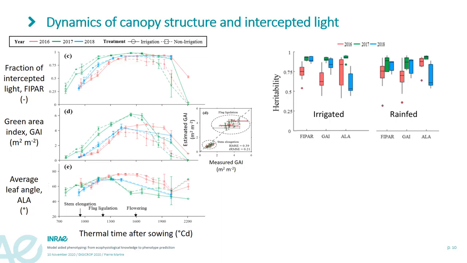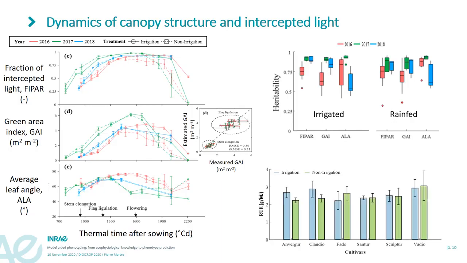From the fraction of intercepted light and biomass estimation from destructive sampling, we can then calculate the radiation use efficiency of the canopy for different cultivars under different irrigation treatments.